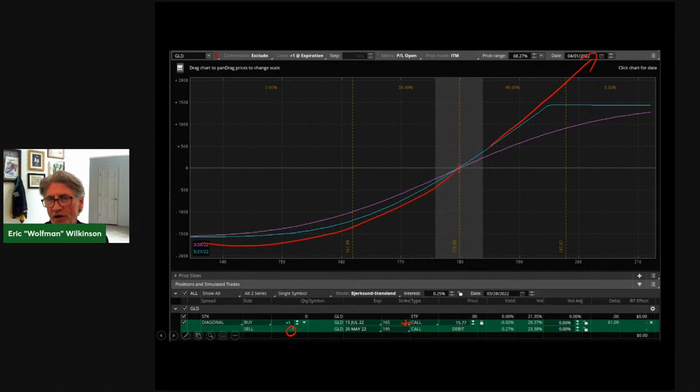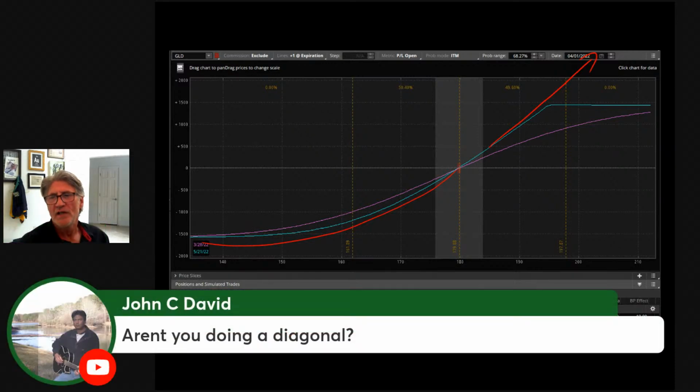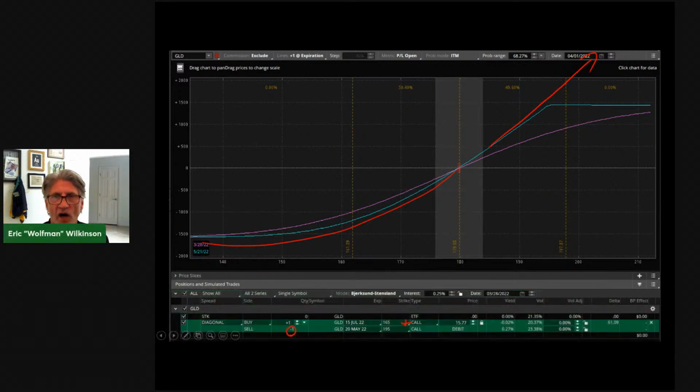John David saying, aren't you just doing a diagonal? Yes and no. It is considered a diagonal. As a matter of fact, I think they call it a diagonal. They aren't going to call it a poor man's covered put or a covered call. And the reason why is because it really is a diagonal. But I look at diagonals a little bit differently and set them up a little bit differently than I do with the poor man's covered call.